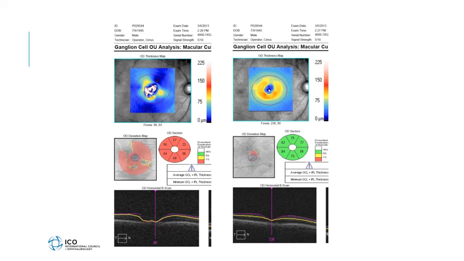Here is an example of the segmentation algorithm failure in a GCA analysis scan. Once the segmentation algorithm is corrected with a repeat scan, we get more appropriate results.